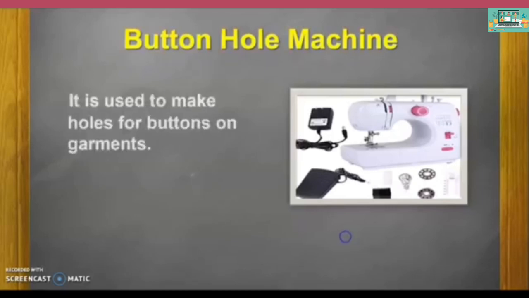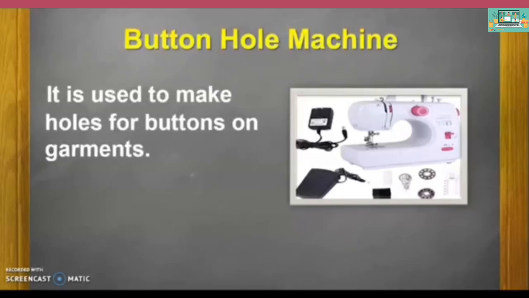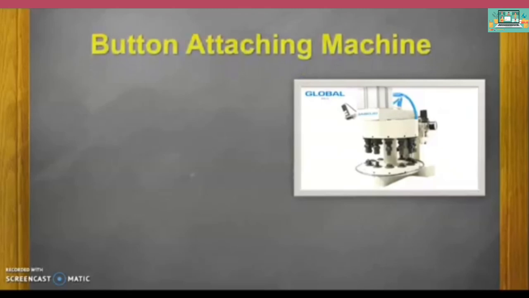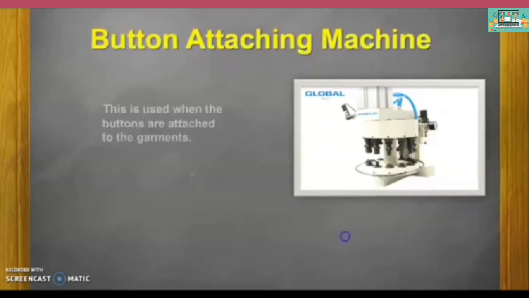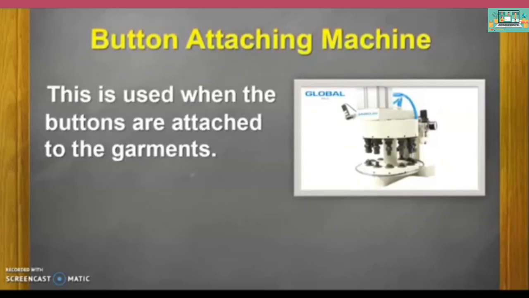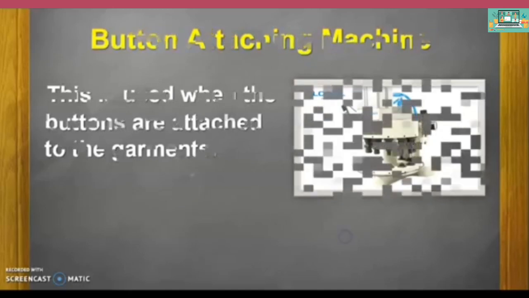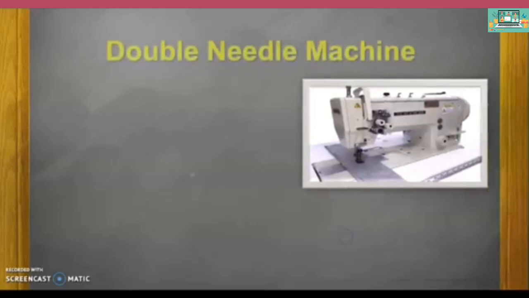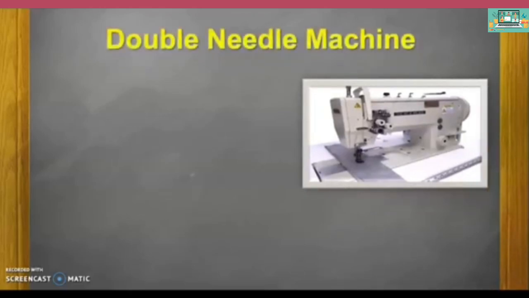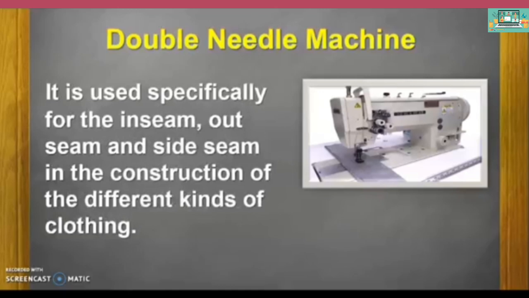Buttonhole machine. It is used to make holes for buttons on garments. Button attaching machine. This is used when the buttons are attached to the garments. Double needle machine. It is used specifically for the inseam, outseam, and side seam in the construction of the different kinds of clothing.